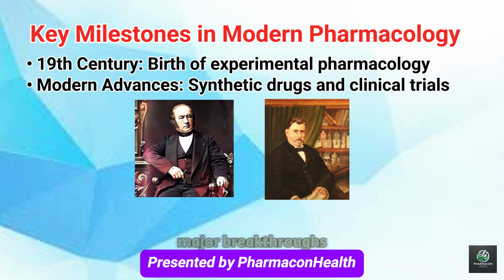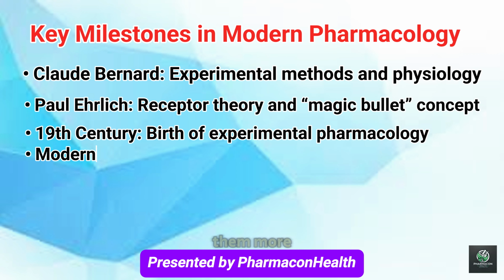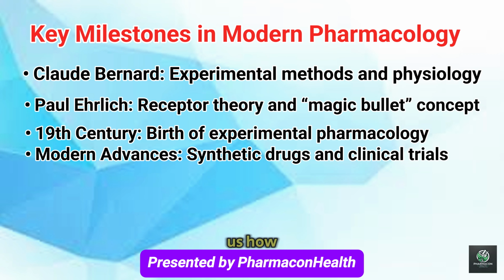Their work led to major breakthroughs: the creation of synthetic drugs with pure and reliable ingredients, the rise of clinical trials to test drugs safely in people, and the birth of clinical pharmacology, which connects lab research to patient care. Thanks to these milestones, pharmacology is now a precise and evidence-based science. It helps us create better medicines and use them more safely. These advances taught us how to study drugs, but they also raised an important question: what exactly is a drug? Let us explore that next.